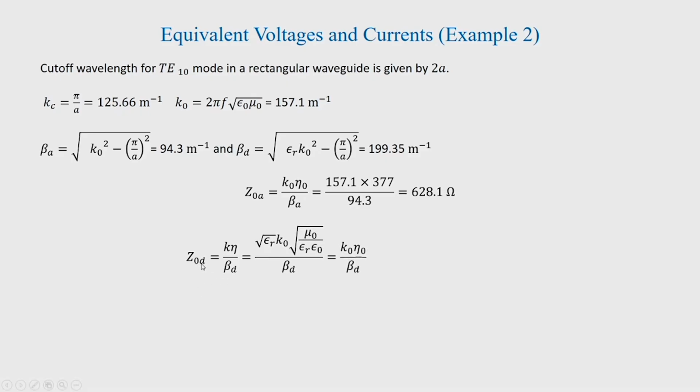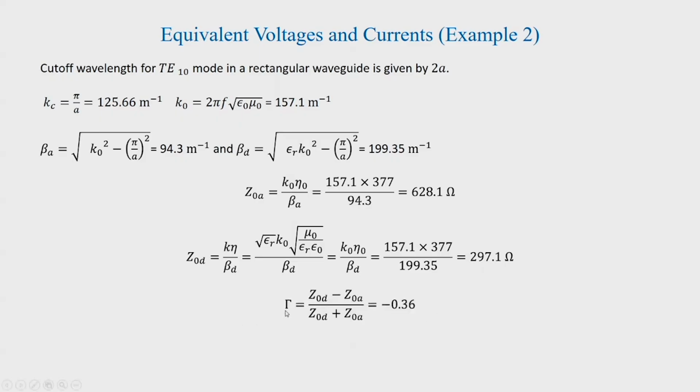Similarly, Z naught D inside the dielectric portion of the guide can be found out as k eta by beta d. K we can write as root epsilon r k naught, and eta can be written as root of mu naught by epsilon r epsilon naught. So, this root epsilon r cancels and Z naught d is given by k naught eta naught by beta d. Once again, once we substitute these values, we get this to be equal to 297.1 ohm.